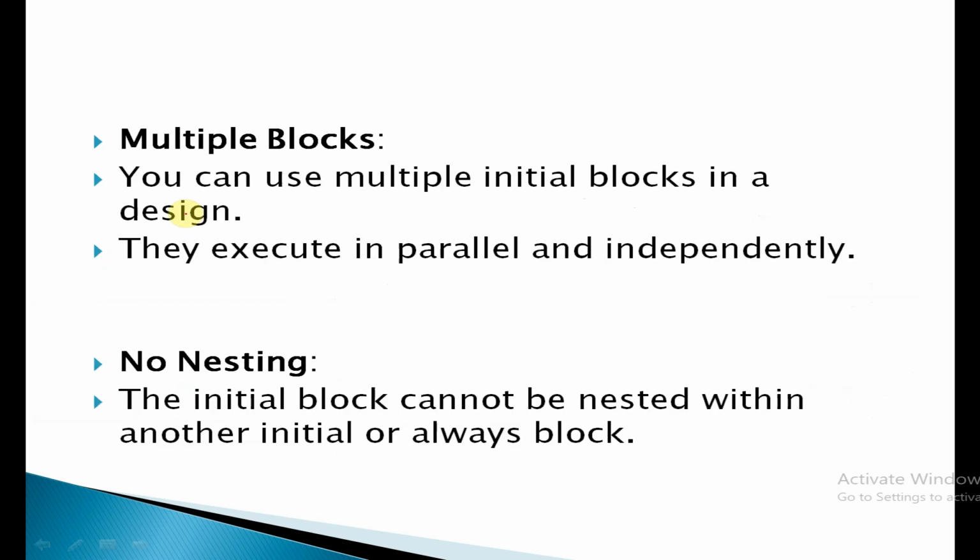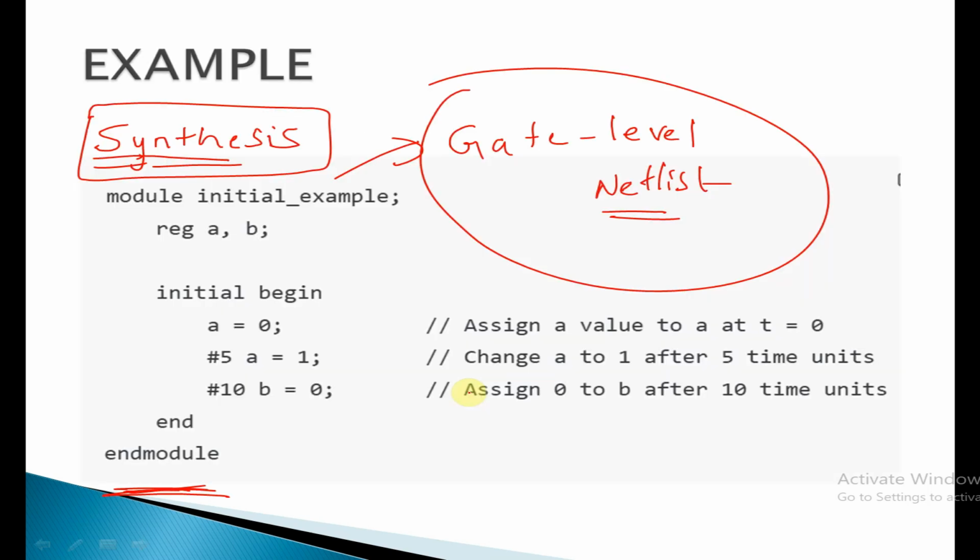And multiple blocks: we can use multiple initial blocks in the design, sorry, not in the design. If the design is only for testing purposes, we can use them and they execute in parallel. Okay, we will continue. So we can use multiple blocks, and no nesting. Nesting is not allowed in Verilog. We cannot use an always block inside an initial block or an initial block inside an always block. This also we have seen.